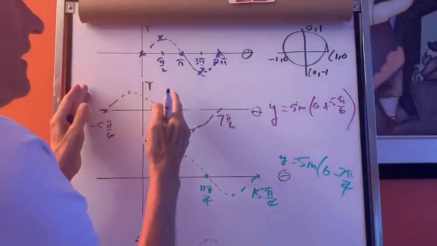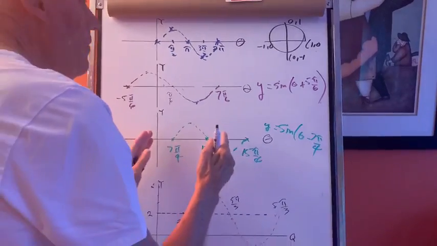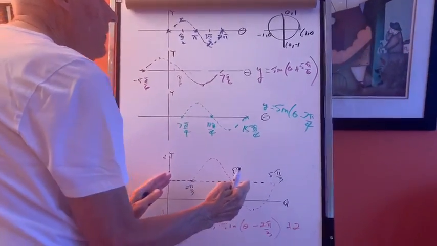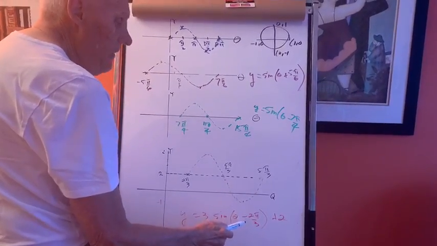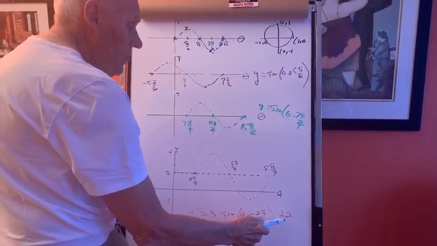Remember, now I'm shifting it. This one I'm shifting to the right, and the last one I'm doing 3 things to it. I'm doing the amplitude, I'm doing a phase shift, and I'm doing a displacement of 2 units up.